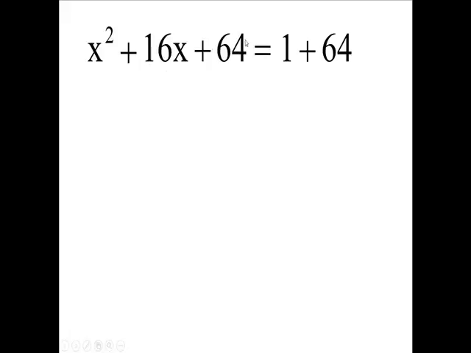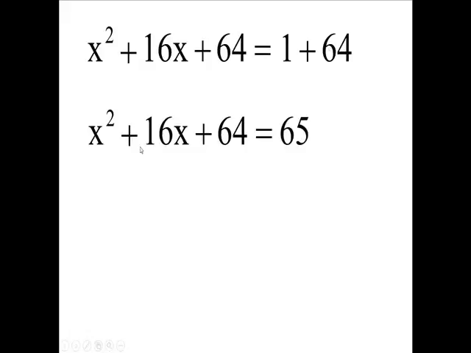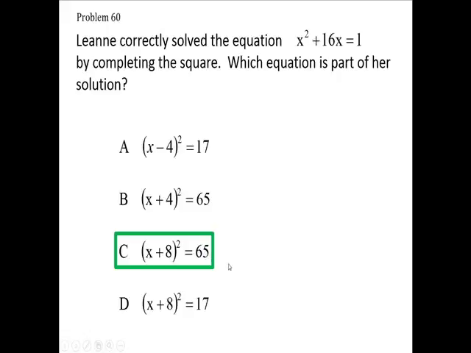So now we're going to write this the way we want it to be. Of course, this is 65, isn't it? 1 plus 64 is 65. Now we're going to write this the way we want it to be: x plus 8 squared. And that gave me my 1 plus 64 right here. So looking back at our equations, we're going to pick answer C.